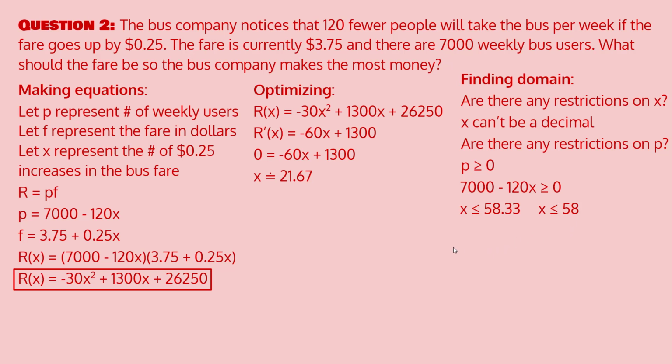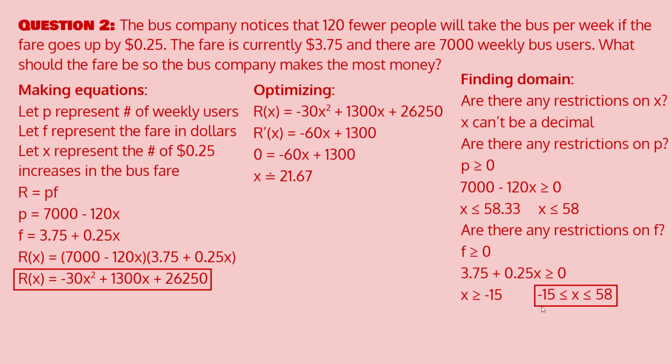And now let's check if there's any restrictions on f. Again, the fare has to be greater than or equal to 0. You cannot have a negative bus fare. So if we look, there's an equation for the fare in terms of x. So sub that in to represent f. We solve for x, and we get x is greater than or equal to negative 15. In other words, we can only have 15 25-cent decreases in price before we would reach 0, and then it wouldn't make sense to have a negative bus fare. So if we put that together, x has to be between negative 15 and 58.